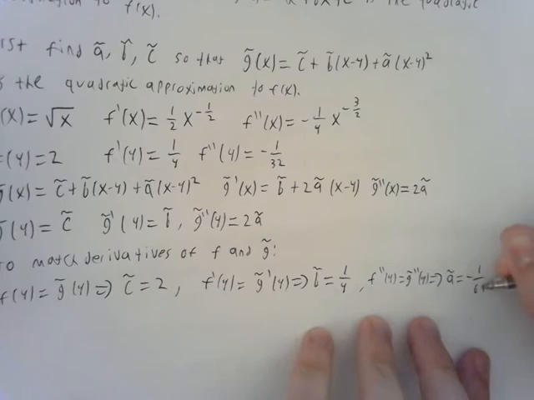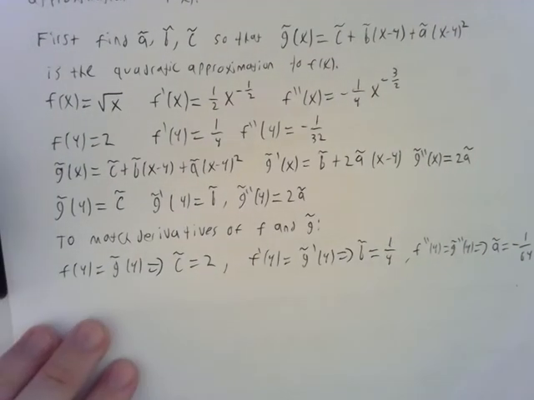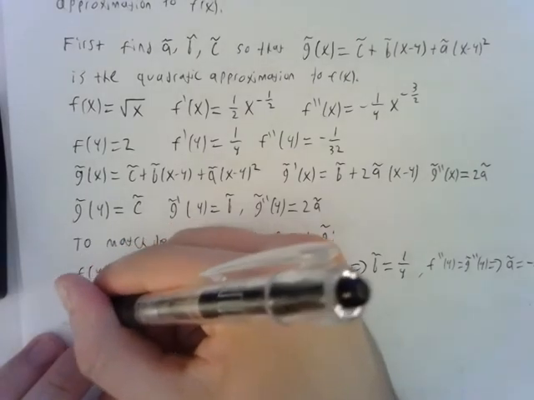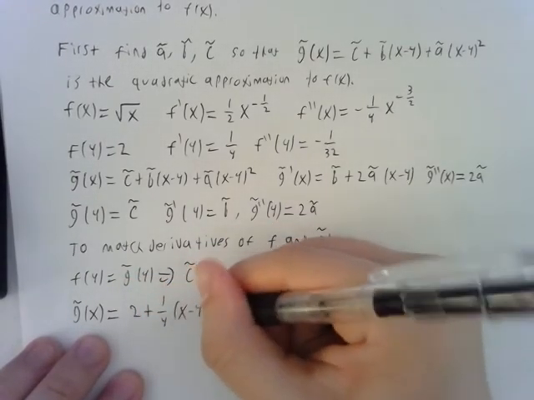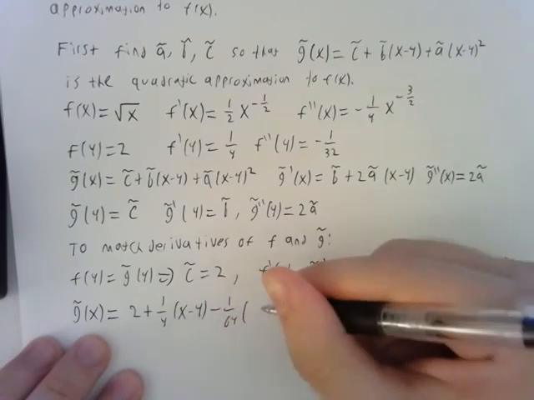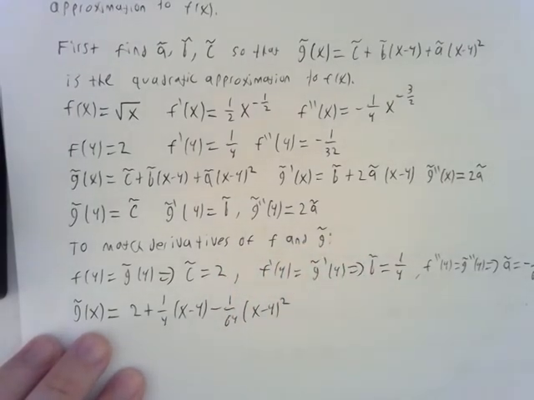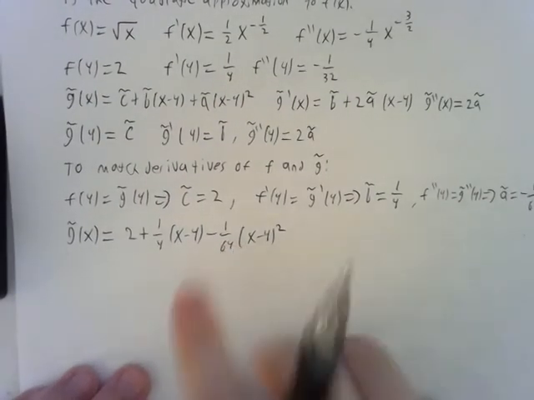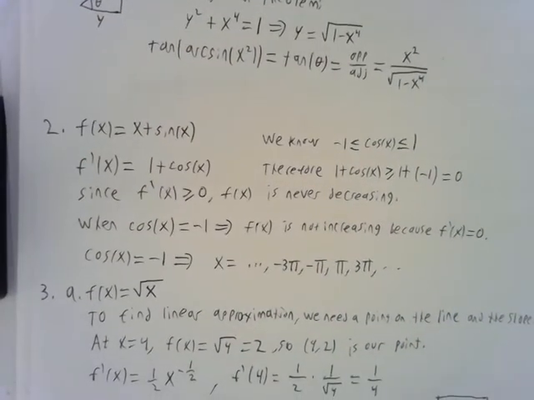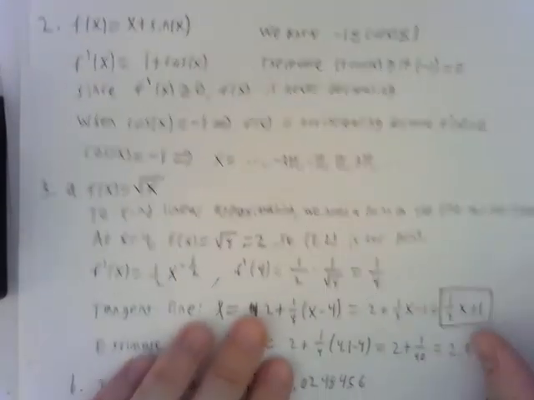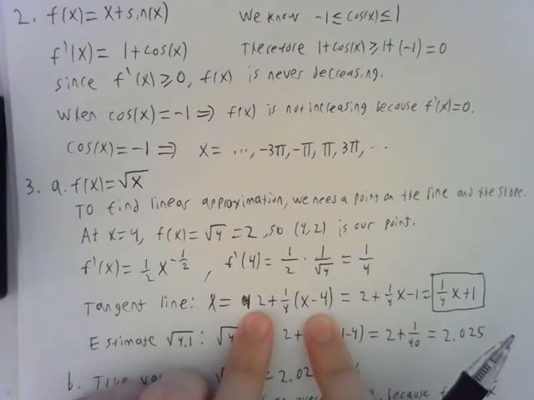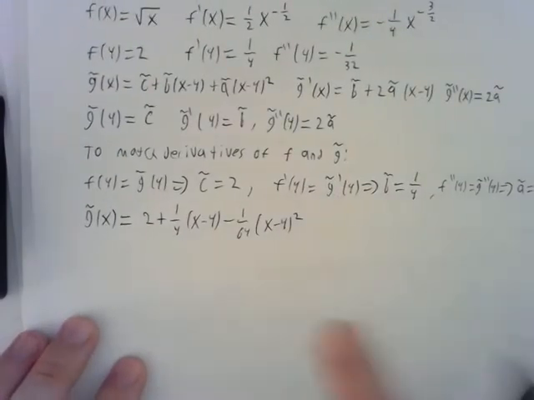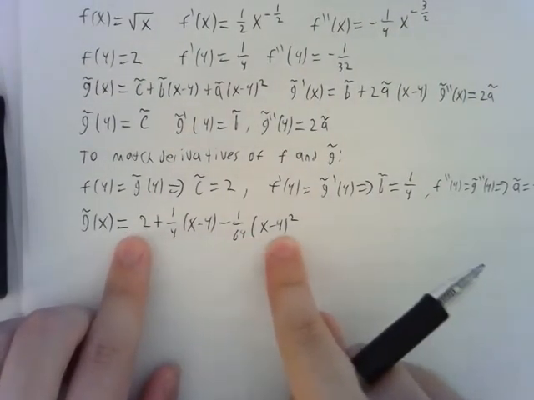So that means that for g tilde of x, we now know all the constants that were in it. It's just equal to 2 plus 1/4 (x minus 4) minus 1/64 (x minus 4) squared. And the interesting thing here is, if we go back to our answer to the earlier parts, this was our linear approximation equation. You can see that it looks a lot like our quadratic approximation for the first two terms, but now we have an extra term with the square in it.